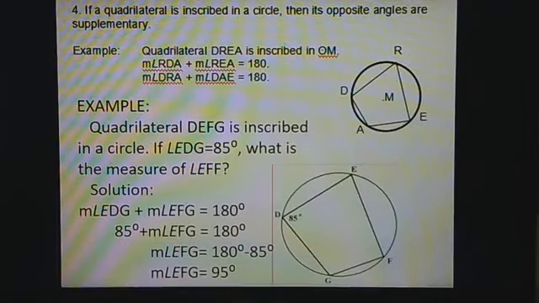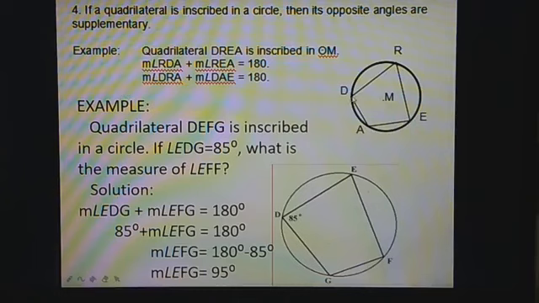Okay. Last theorem for inscribed angles. If a quadrilateral is inscribed in a circle, then its opposite angles are supplementary. So we have here a four-sided polygon, that's a quadrilateral, which is inside a circle. So that is theorem number 4. So if that quadrilateral is inscribed in a circle, then the opposite angles of this quadrilateral are supplementary.